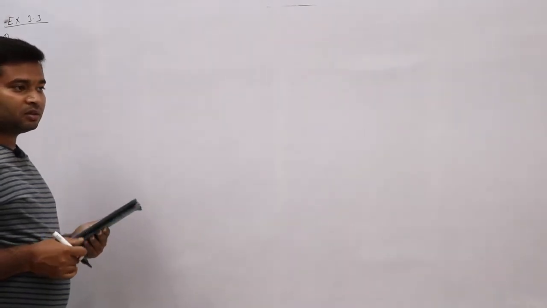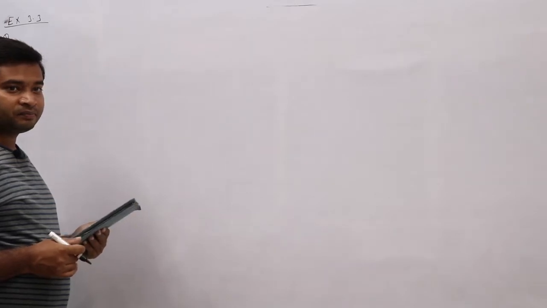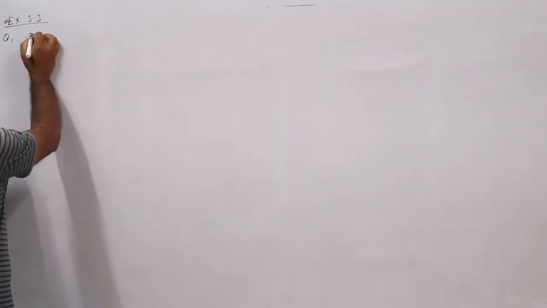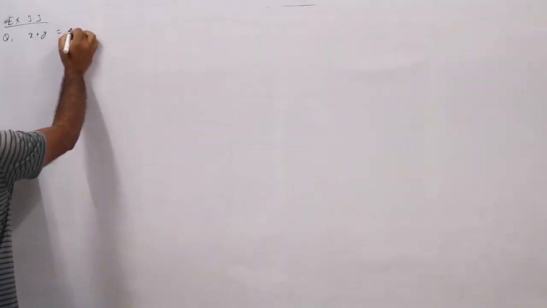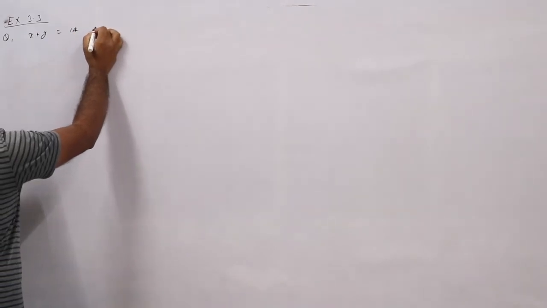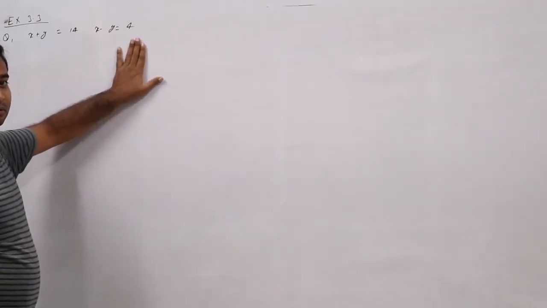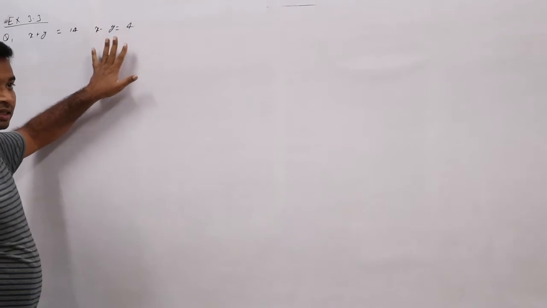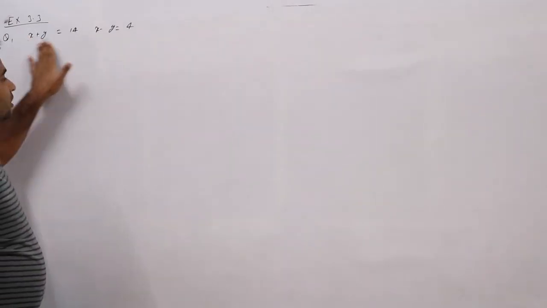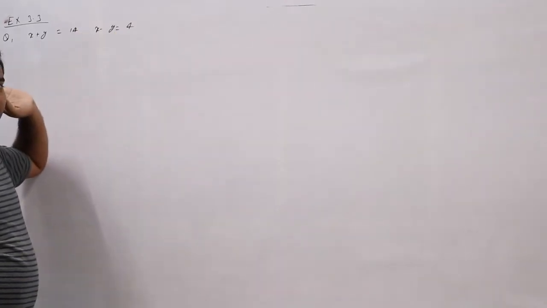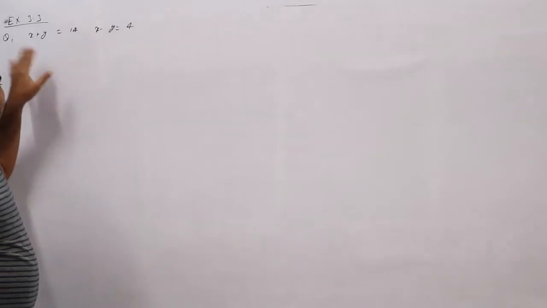By substitution. So what is the substitution method? The question is given: x plus y is equal to 14 and x minus y is equal to 4. Correct? See, what is substitution now? In these two equations, find the value of any one variable and put it into the other.